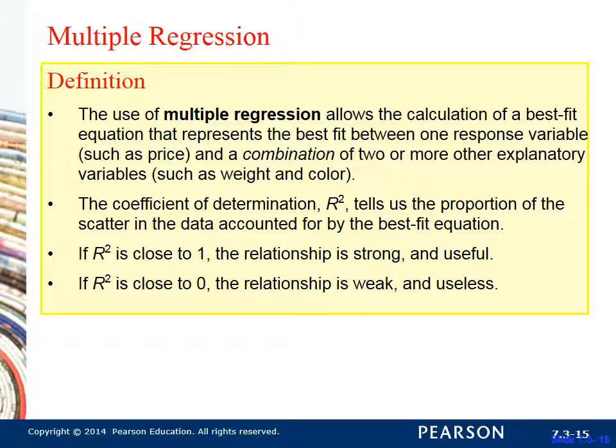This takes some fancy software to do, but they can give us the R squared value and we can account for the proportion of scatter in the data. So if R squared again is close to 1, and this is true whether it's a single or multiple regression, the relationship is strong and the information is useful, or the prediction line is useful. If R squared is close to 0, I have a weak relationship and it's useless.